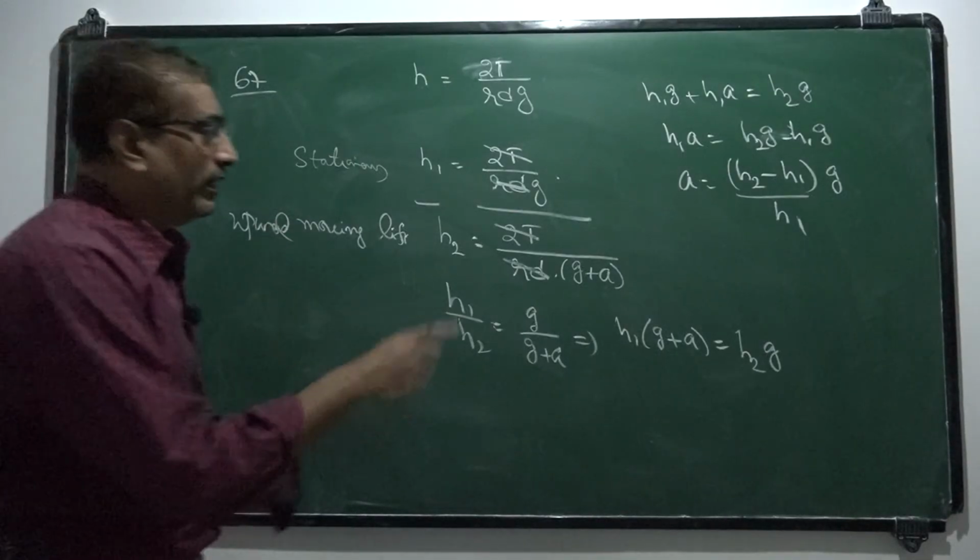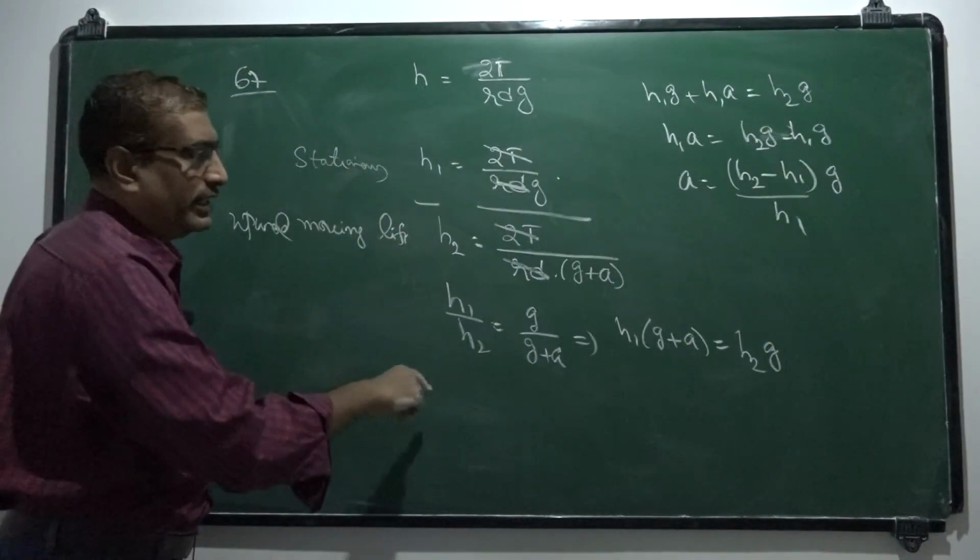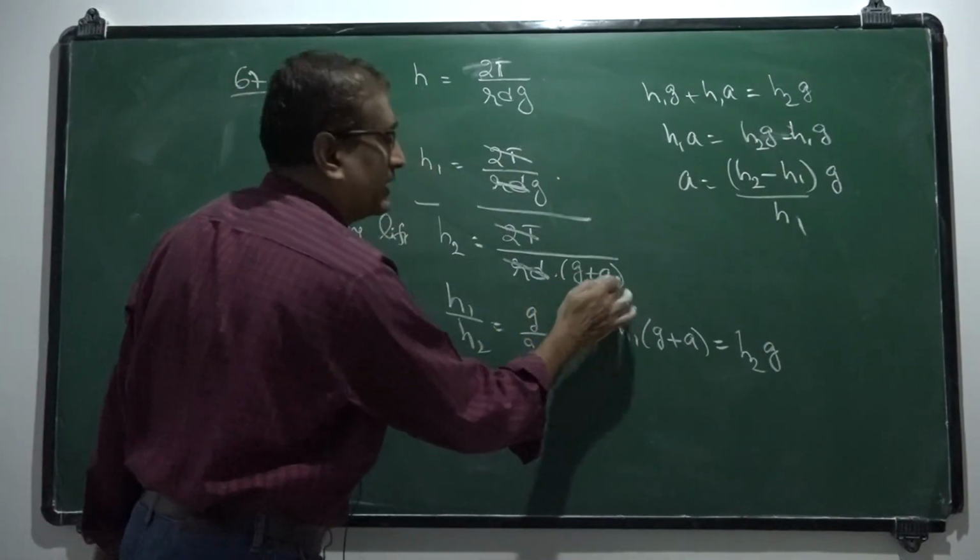Similarly, if the lift moves downwards with an acceleration a, in that case we have to write g minus a here.